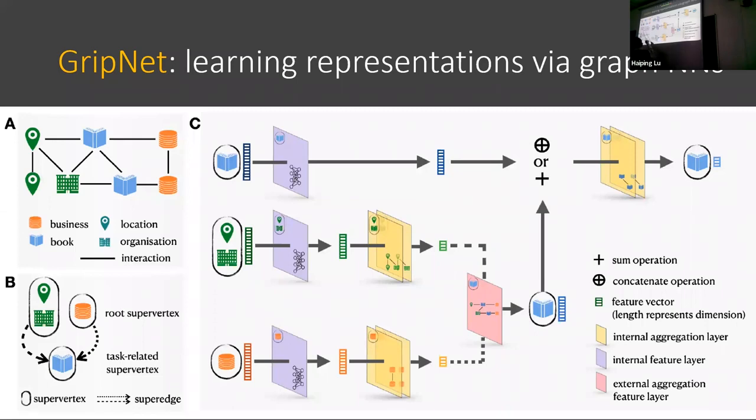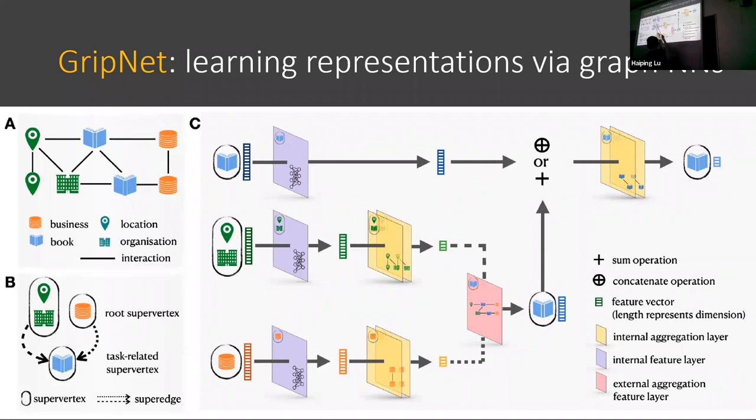So that is, for example, the original data. You have locations, organizations, you have book, and you have business. Then, as I said, we model it using super vertices. We view each as one type of data, one type of super vertex, and then we model their relationship, with book as our target. After that, this defines how we want the information to go from one place to another.